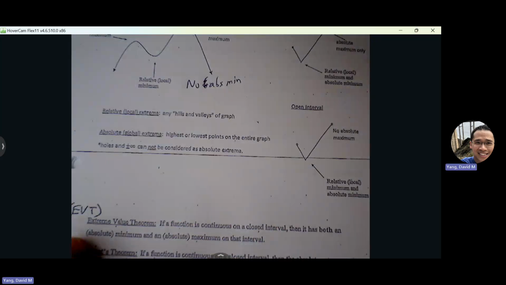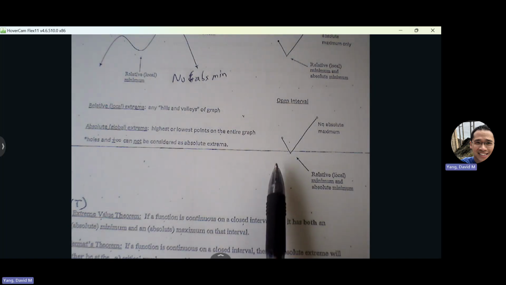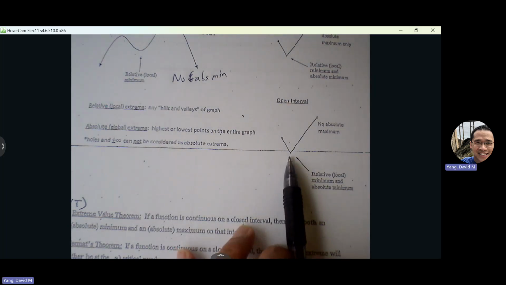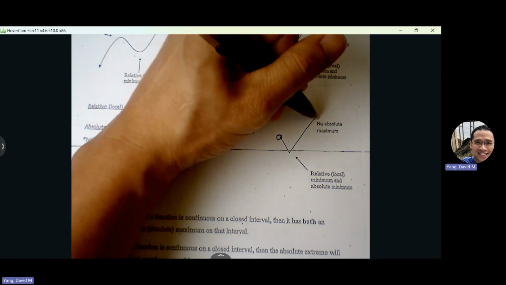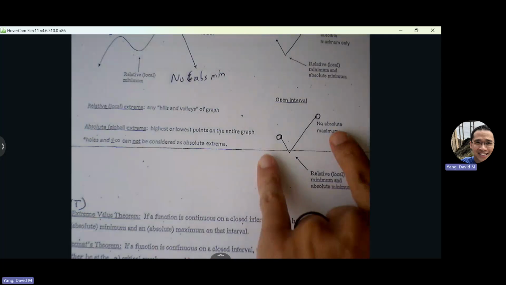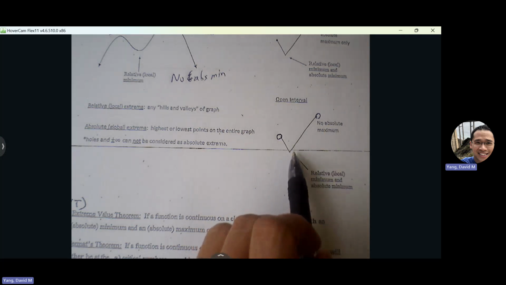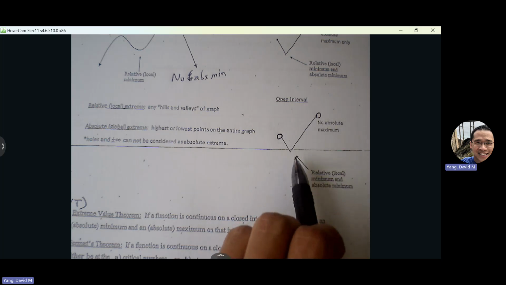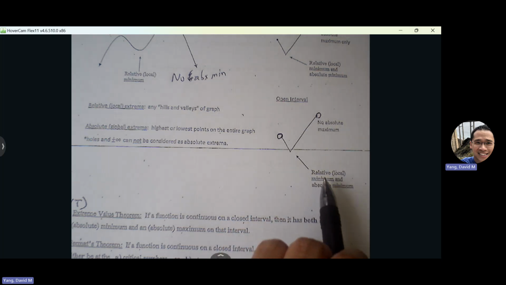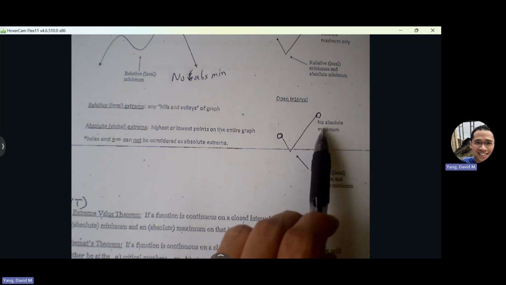Okay, so this is an open interval. Open interval means that there are holes at the ends here. The holes indicate that we can get infinitely close towards these points, but we'll never be able to reach that point. It will just get infinitely closer. So this graph does still have a relative minimum and an absolute minimum. That is still true. But this one has no absolute max, nor a relative max.